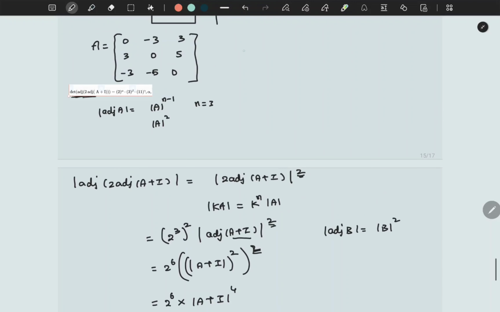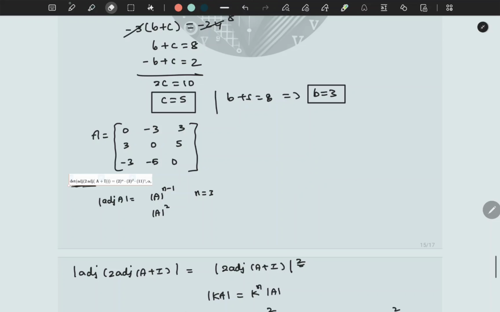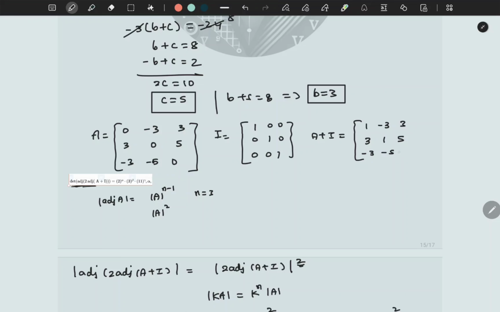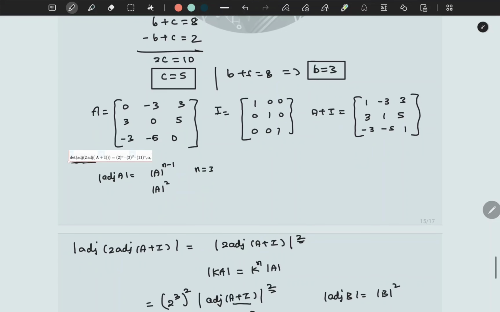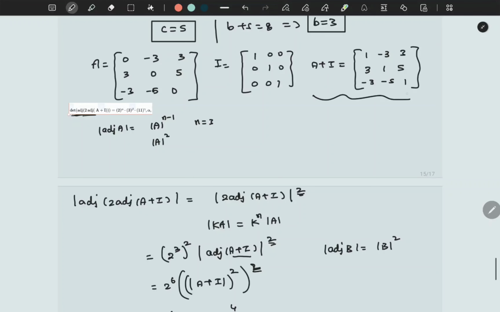I think we have to find A plus I. So what will I be, dear students? I will be 1 0 0, 0 1 0, 0 0 1. So A plus I will be 1, minus 3, 3; 3, 1, minus 5; minus 3, 5, 1. Correct? So I need to find the determinant of A plus I. Let me find the determinant of A plus I.